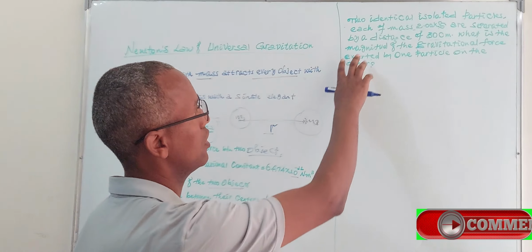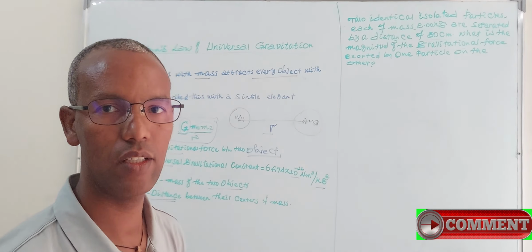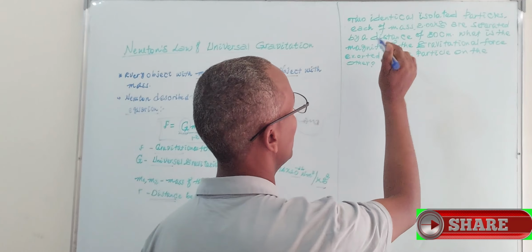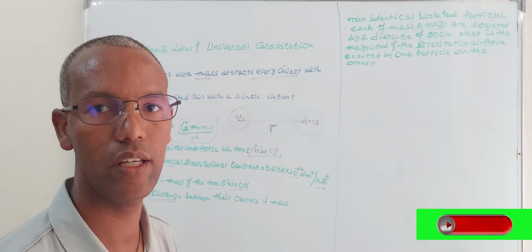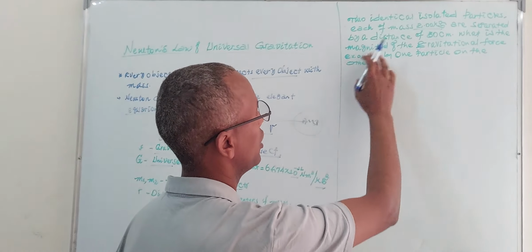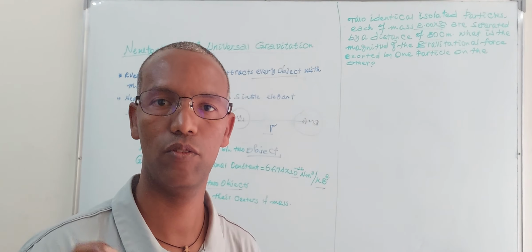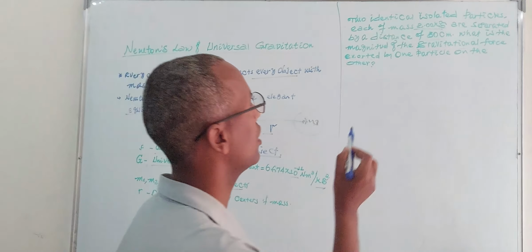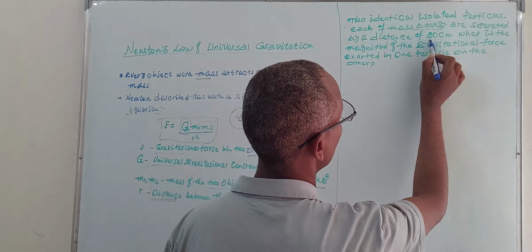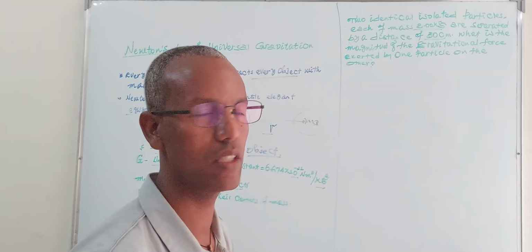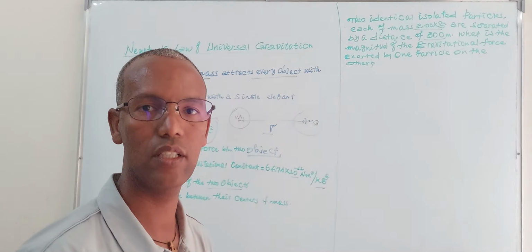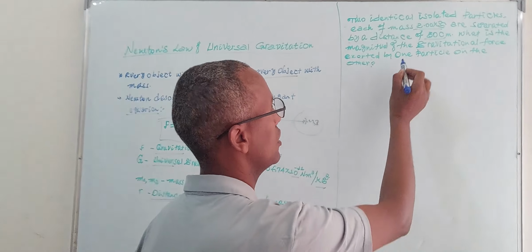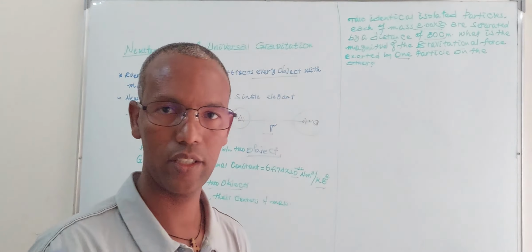So it says that two identical isolated particles, with a mass of 2 kilograms each, and the separation between these two masses is 30 centimeters. What is the magnitude of the gravitational force exerted by one particle on the other particle?